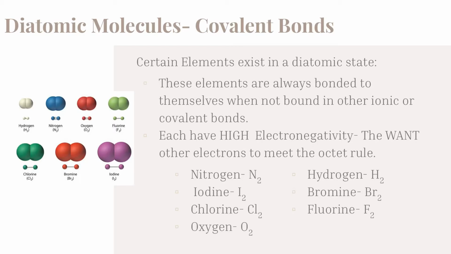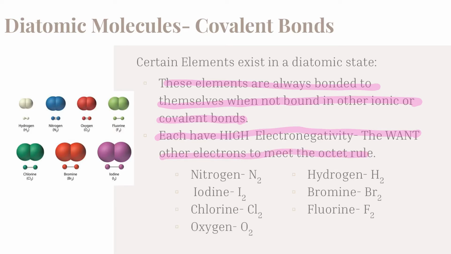Diatomic molecules are covalent bonds. They're a special type of molecule. Certain elements exist in a diatomic state, which means that they exist as two. These elements are always bonded to themselves when not bound in other ionic or covalent compounds. So if they are just by themselves, they are always bound to another one of themselves. They each have high electronegativity. They want other electrons to meet the octet rule.